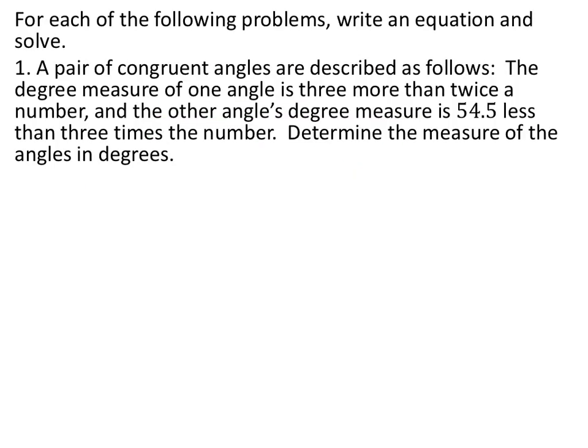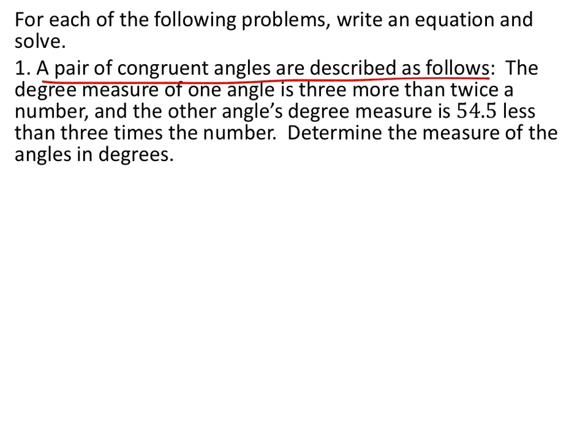Alright, let's give you guys 1 minute then to do number 1. A pair of congruent angles are described as follows. The degree measure of one angle is 3 more than twice a number, and the other angle's degree measure is 54.5 less than 3 times the number. Determine the measure of the angles in degrees. Take 1 minute with your neighbor and see if you can write the equation for this and solve it and check it.